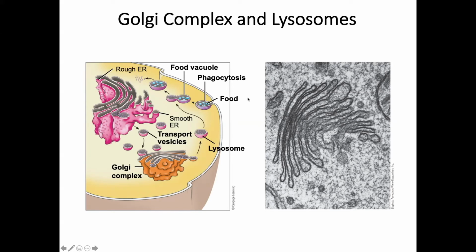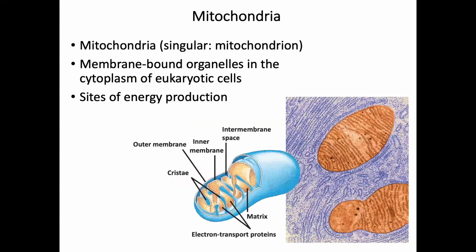Okay. On the right, here shows a transmission electron microscope picture of the Golgi complex. Now, here comes mitochondria. Everyone knows that the mitochondria is the powerhouse of the cell, and it provides energy to all kinds of cellular activities in the form of ATP. Remember that mitochondria only exist in the cytoplasm.